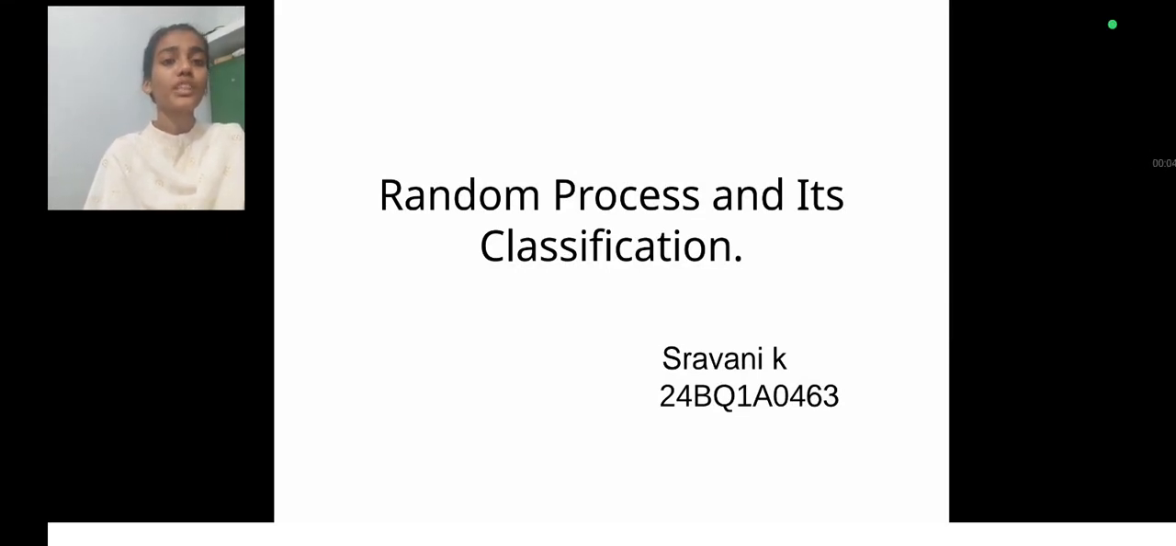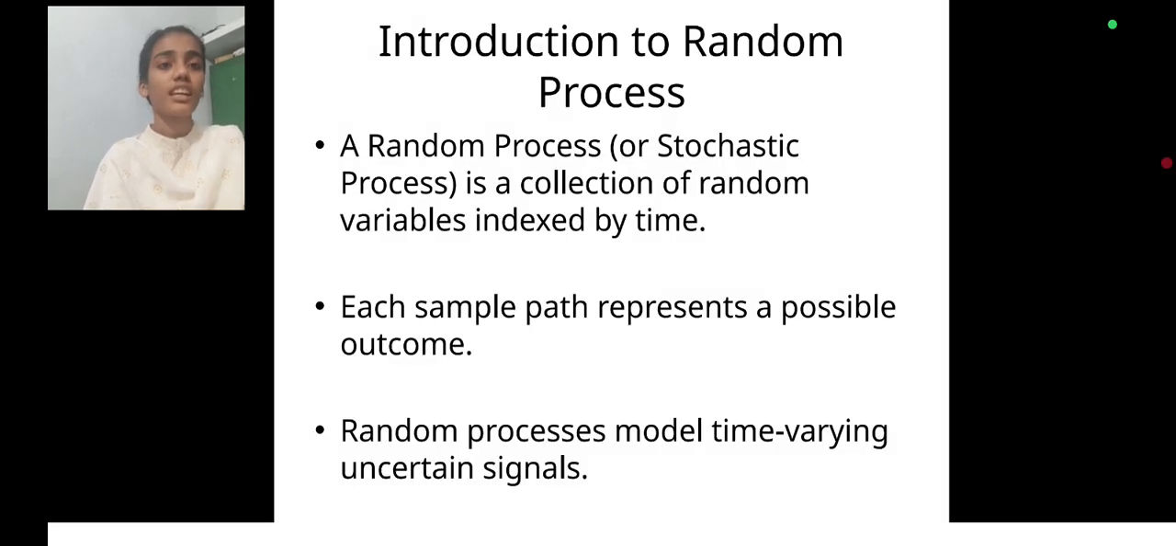Today I am going to explain about random process and its classifications. Introduction to random process. A random process or a stochastic process is a collection of random variables indexed by time. Each sample path represents a possible outcome, and random processes model time varying uncertain signals.